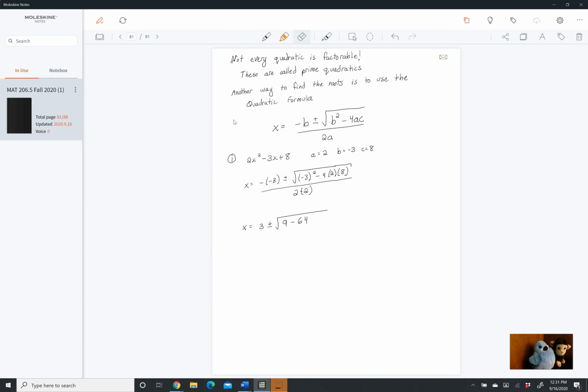So we would just do 9 minus 64. You can do that in one step. And then divide the whole thing by 4. Okay. Then we get 3 plus or minus, take the square root, take the 9 minus 64 next. Okay, so you get the square root of -55.